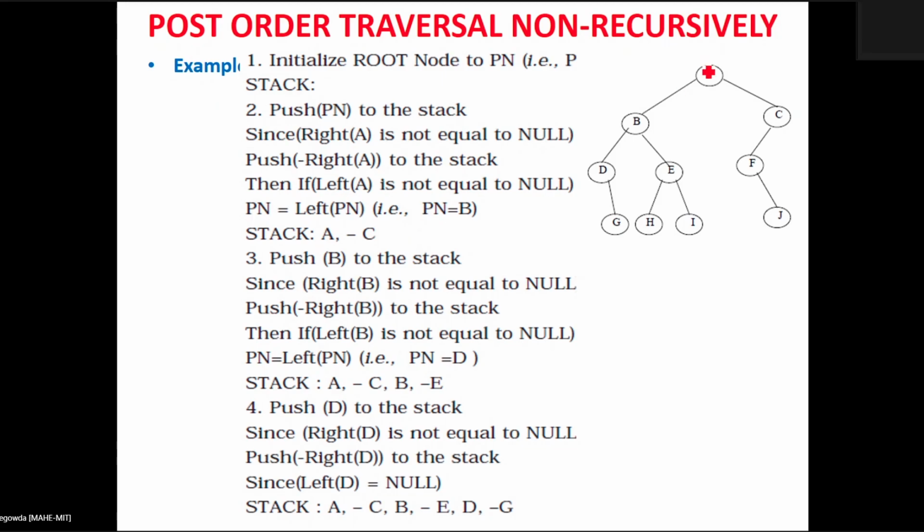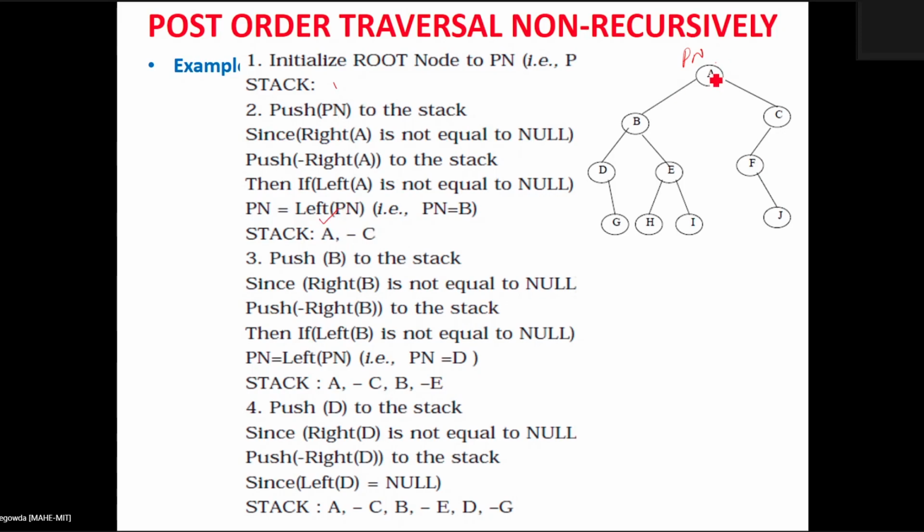Here A is the root node. My Pn is pointing to this A. Initially my stack is empty. Then push the present Pn value onto the stack. Since A is the root node, right of A is not equal to null. Because the right subtree is present, push the negative of right of A onto the stack. First we put the root node onto the stack. That is done.